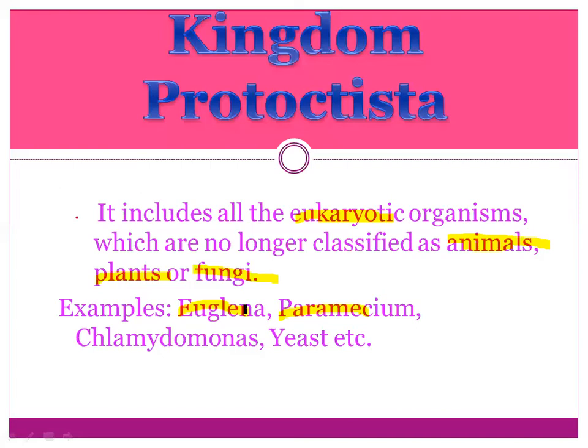No longer classified means you cannot find out whether Euglena is an animal, a plant, or a fungus, because it has the characters of both plants and animals. So they made a separate group for them, and that group is called Kingdom Protoctista.